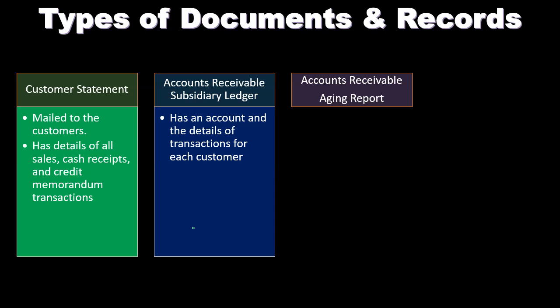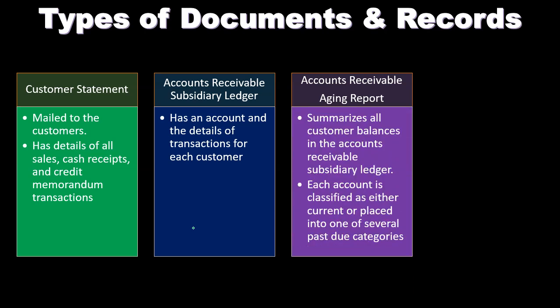We then break that out by not just the GL by date, as all accounts are broken out on the general ledger by date, but also by subsidiary ledger, the subsidiary ledger breaking it out by customer. So now we have the same detail broken out by customer. That's going to be important, of course, for accounts receivable. Accounts receivable aging report summarizes all customer balances in the accounts receivable subsidiary ledger. Each account is classified as either current or placed into one of several past due categories.